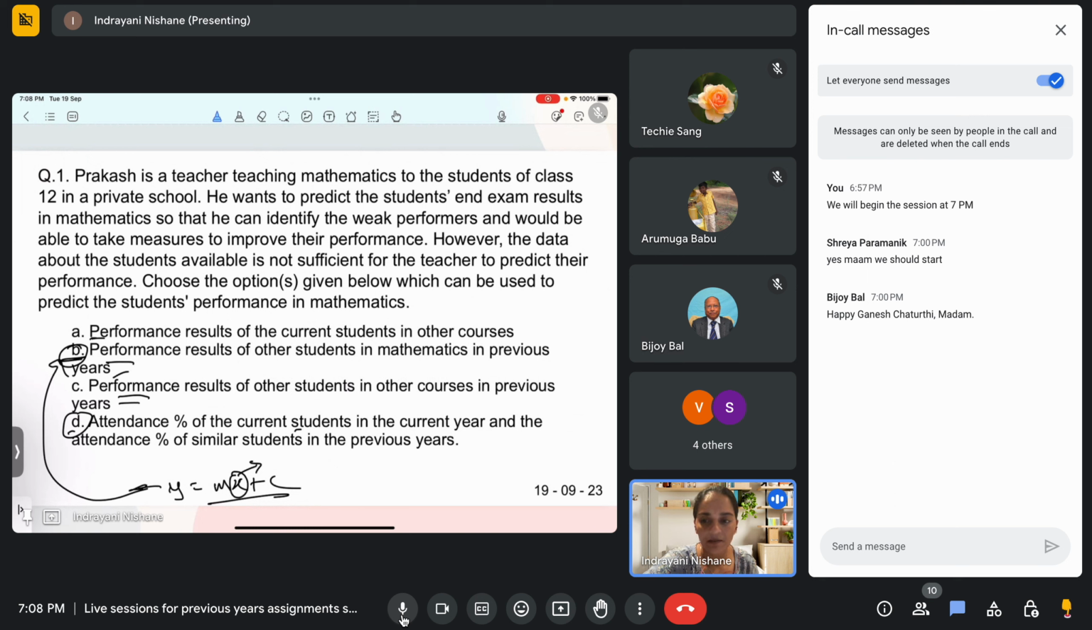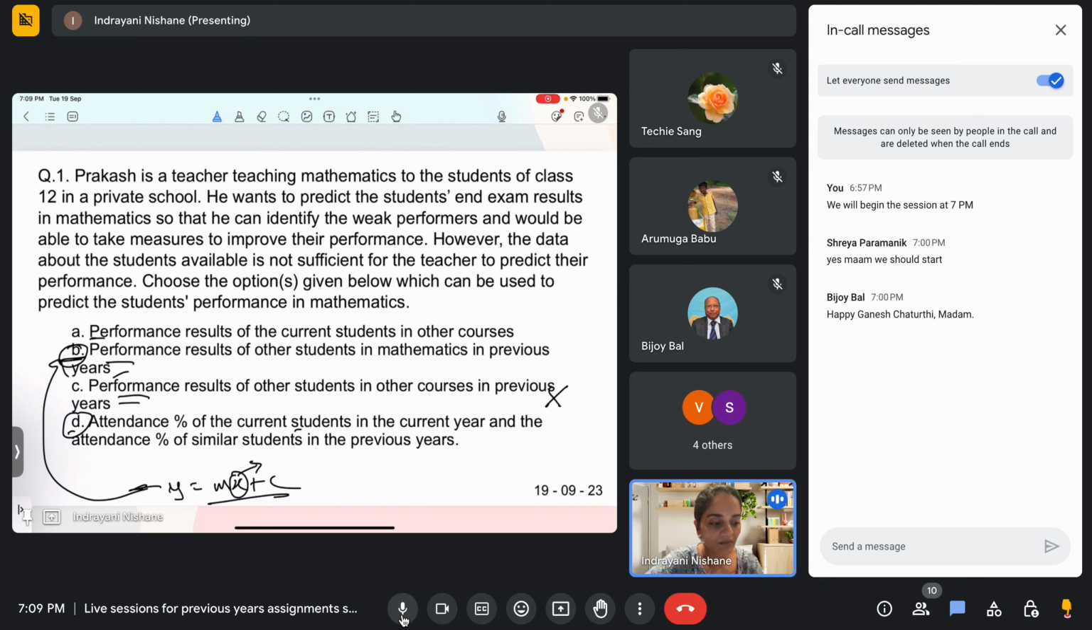And of course option D, like what is the current students' attendance percentage in the current year, and what was the percentage previously. That will also help us in understanding how the current student will be performing in mathematics, and predicting their performance in this semester or this year. But additionally, I think we have to ponder on option A. Option C will not give us much insight, because those are other students in other courses in previous years. So other subjects' historical data will not help us that much. So I don't agree with option C.